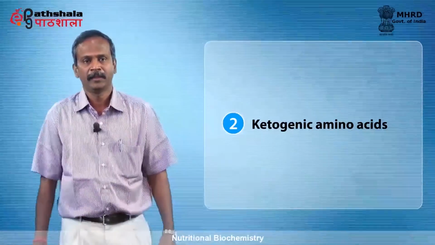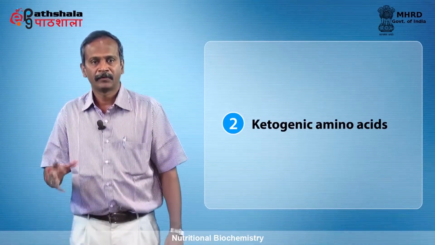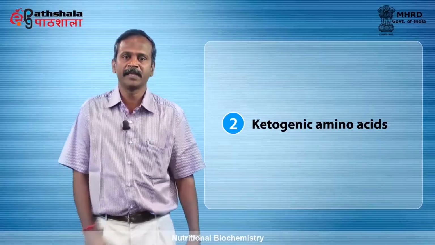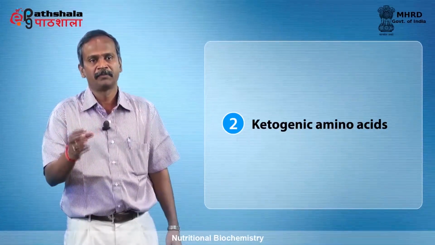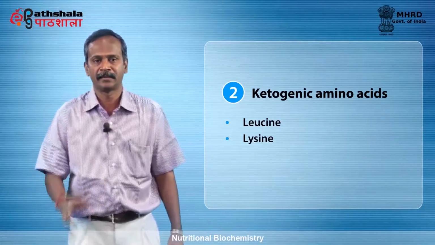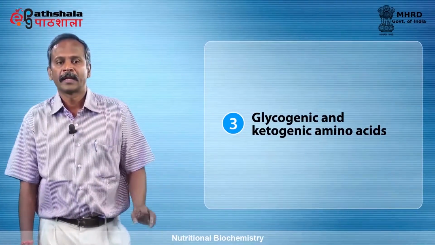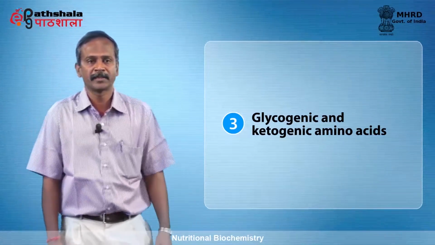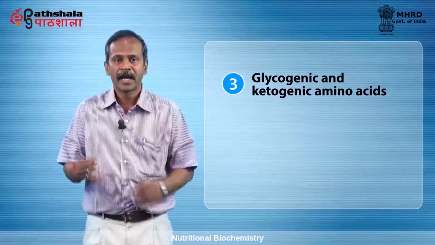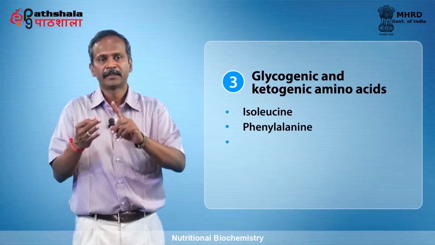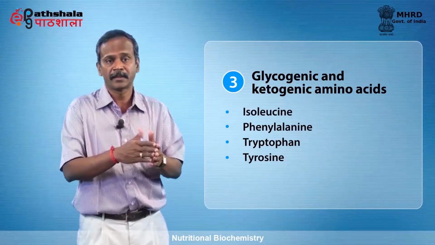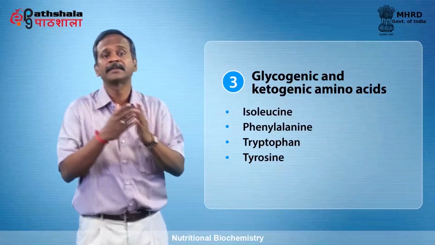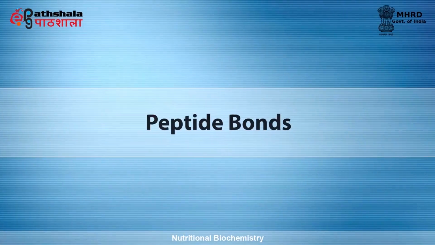The next one, ketogenic amino acids. Fat can be synthesized from these amino acids. Only 2 amino acids are exclusive. These are leucine and lysine. The third one, glycogenic and ketogenic amino acids. The 4 amino acids isoleucine, phenylalanine, tryptophan and tyrosine are the precursor for the synthesis of both glucose as well as fat. Now we can go to the next module, the peptide bond.